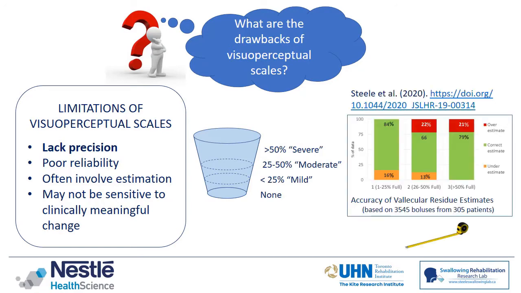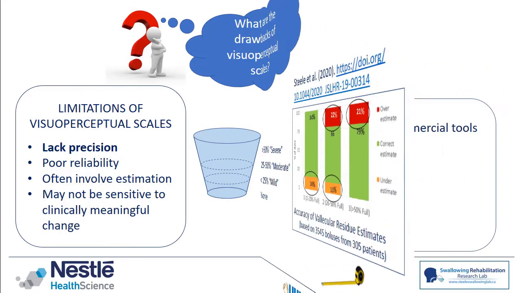However, recent research from our lab shows that when these estimates are compared to actual pixel-based measures, even with highly trained and calibrated raters, judgments of mild residue were underestimates 16% of the time. Judgments of moderate residue included both under and overestimation. And judgments of severe residue were overestimates 21% of the time.